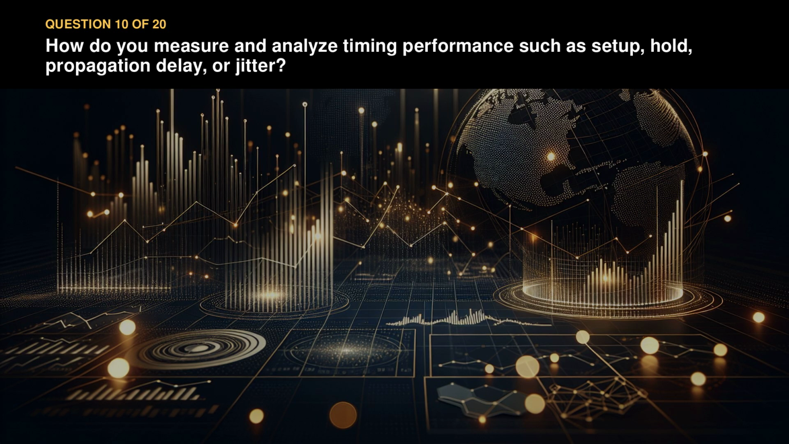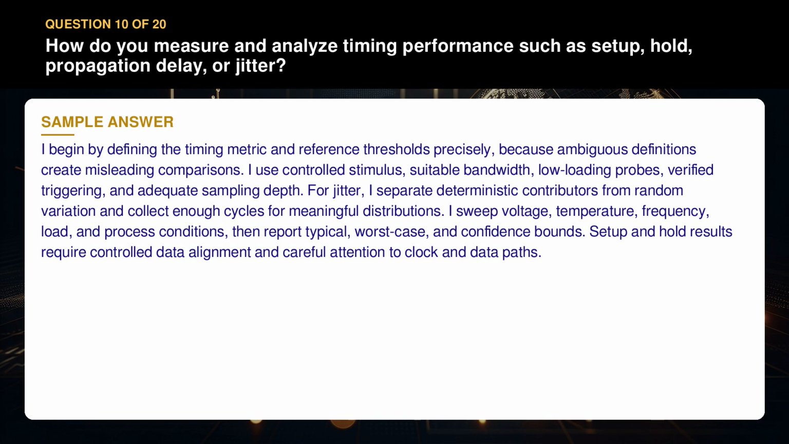Question 10. How do you measure and analyze timing performance such as setup, hold, propagation delay, or jitter? I begin by defining the timing metric and reference thresholds precisely, because ambiguous definitions create misleading comparisons. I use controlled stimulus, suitable bandwidth, low loading probes, verified triggering, and adequate sampling depth. For jitter, I separate deterministic contributors from random variation and collect enough cycles for meaningful distributions. I sweep voltage, temperature, frequency, load, and process conditions, then report typical, worst case, and confidence bounds.